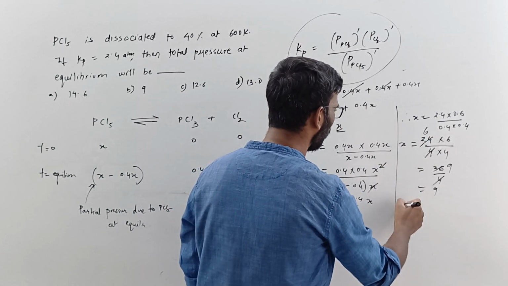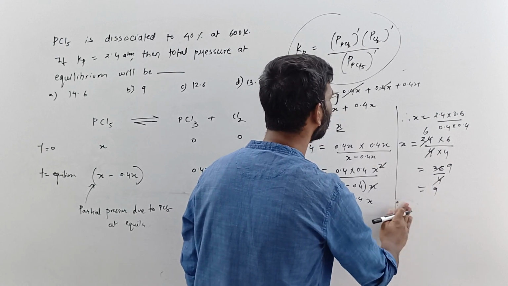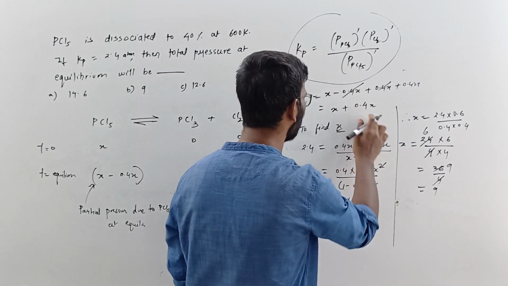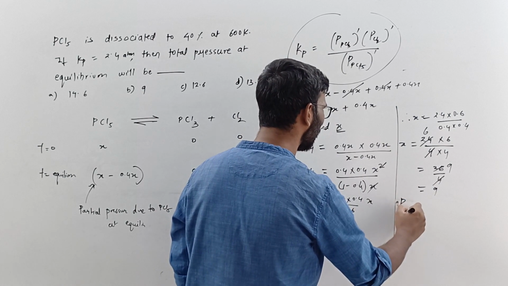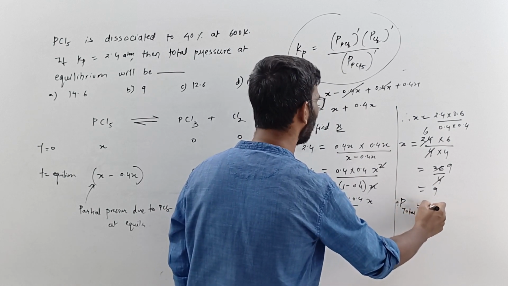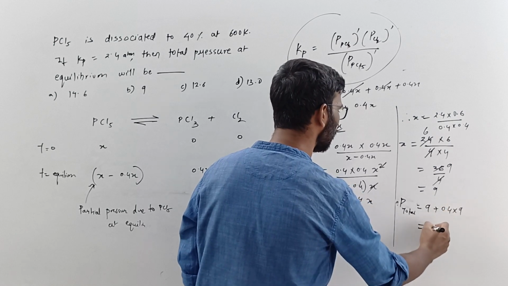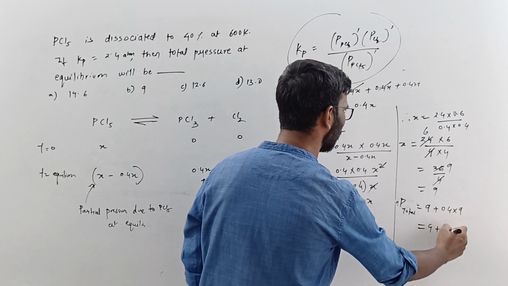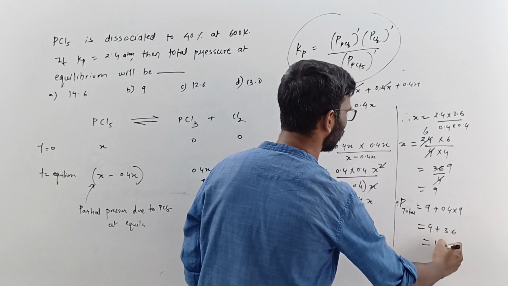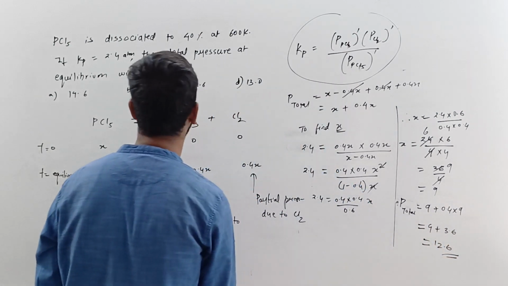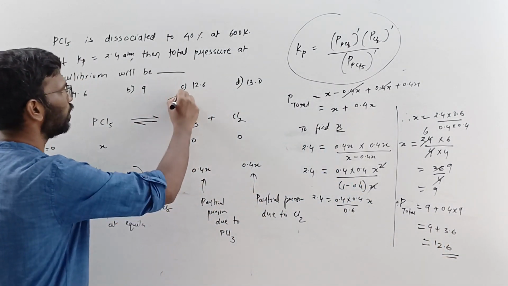Yes, 9. So what is the total pressure? I need to substitute in this equation. Therefore, P total will be equal to 9 plus 0.4 into 9. So this is 9 plus 3.6. This is 12.6. Yeah, the answer is C.